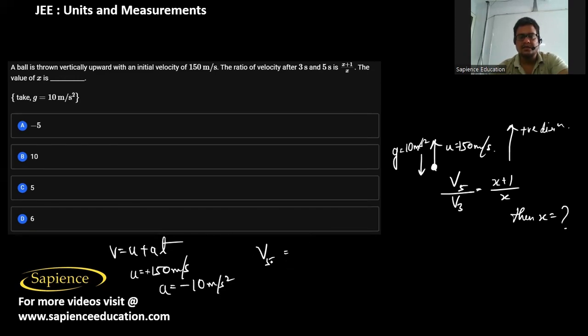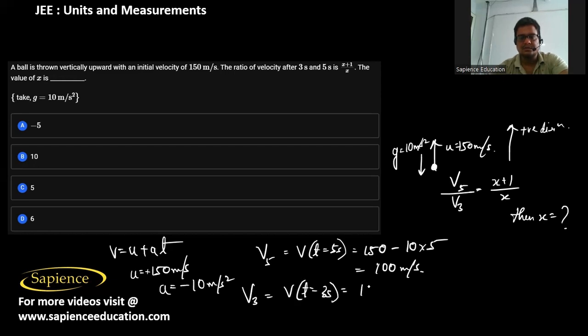So v5 is the final velocity at t equal to 5 seconds. So that will be u minus 10 into 5, that will be 150 minus 50, that is 100 meter per second. And velocity after 3 seconds, that is velocity at t equal to 3 seconds, will be u minus g into t, which is 3. 150 minus 30, that is 120 meter per second.